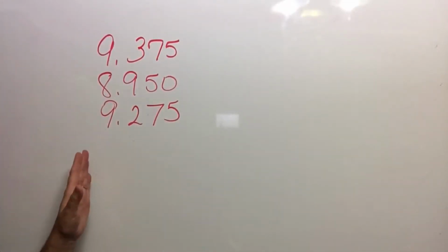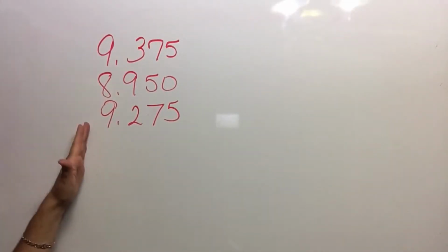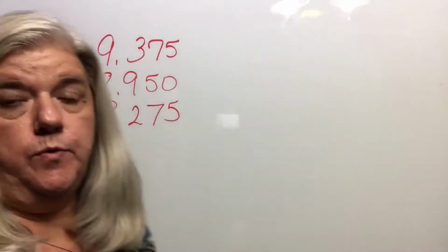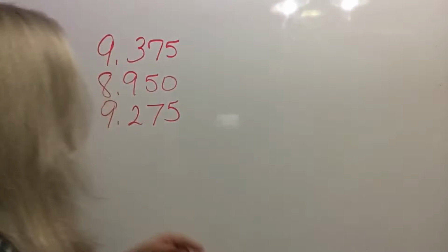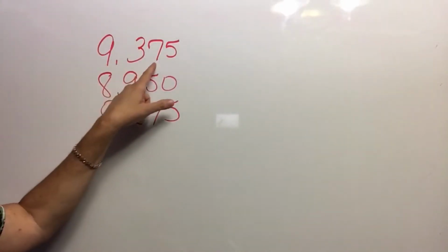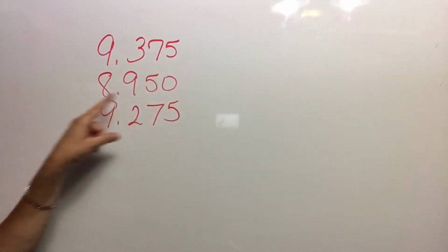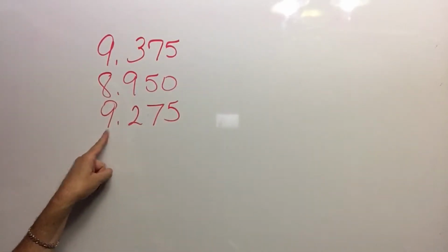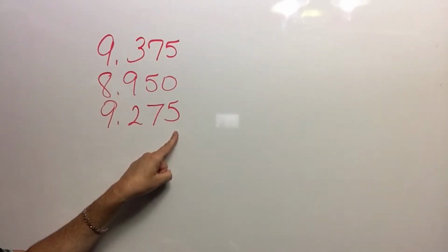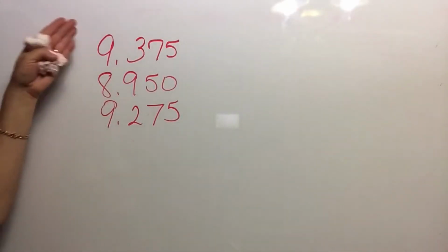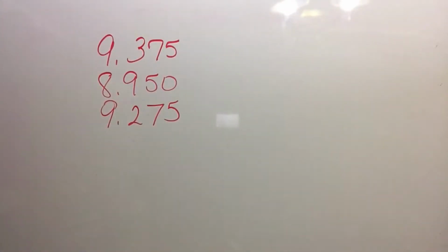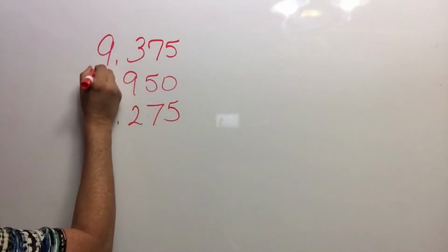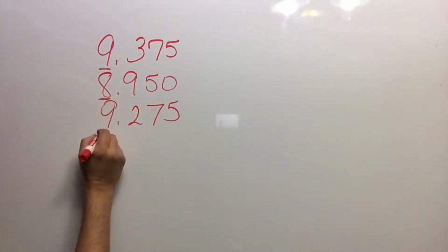Now I have a set of decimal numbers that I would like to order. We have also done this, and so we're just going to review that. And I have 9 and 375 thousandths, 8 and 950 thousandths, 9 and 275 thousandths. So remember, I'm going to compare from left to right. So I have a 9, 8, and a 9.